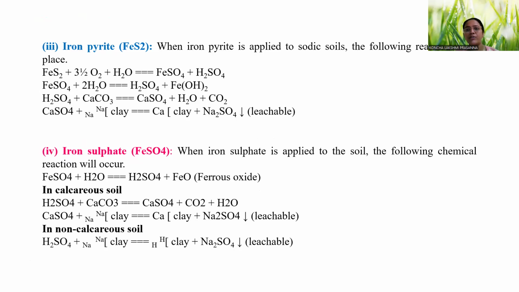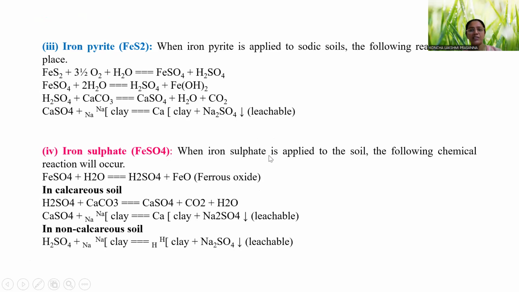Iron sulfate, when applied to the sodic soil, forms ferrous sulfate. Ferrous sulfate undergoes oxidation, and this reacts with water and forms sulfuric acid. Sulfuric acid reacts with the calcareous soil, that is calcium carbonate, and forms calcium sulfate, water and carbon dioxide. This calcium sulfate again reacts with the sodic soil and forms sodium sulfate, which is soluble in water and gets leached down.